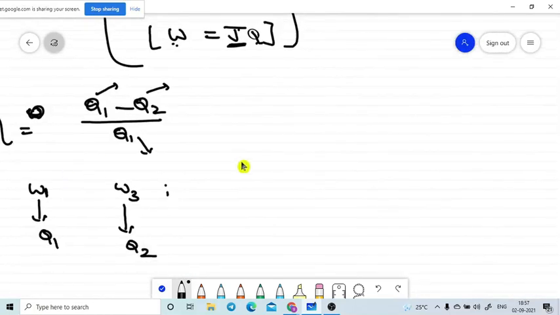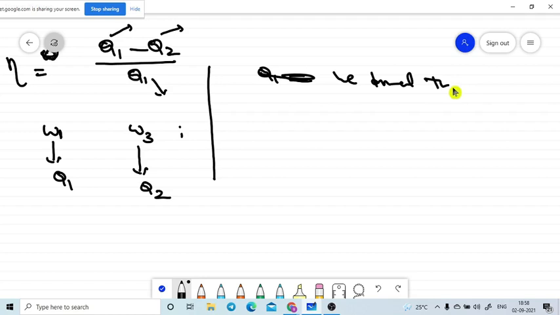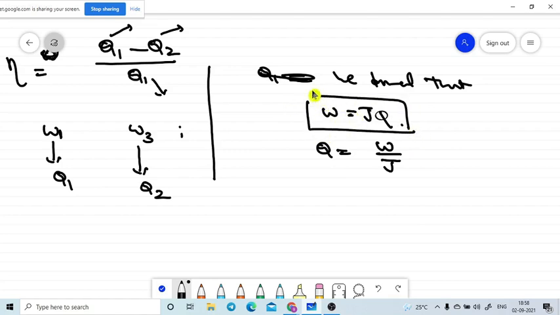So here we have the formula for Q1. We know that W is equal to J into Q, so Q is equal to W by J. This formula we know. In the initial state I told Joule's law.